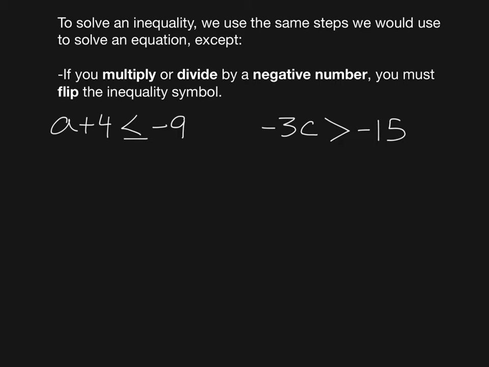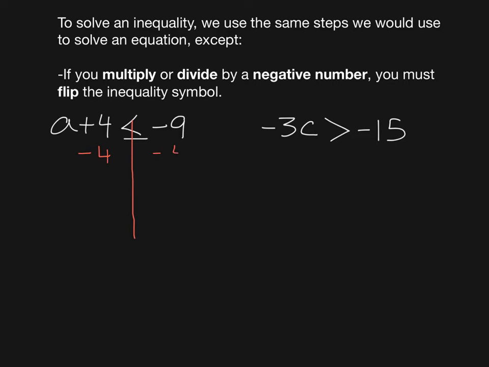Okay? In these two examples here, we're just going to solve them like we would solve an equation, and if we divide or multiply by a negative number, we will flip the inequality symbol. So let's look at our first example here. a plus 4 is less than or equal to negative 9. We'll draw our line down. Now a plus 4, to undo that plus 4, we're going to subtract 4.